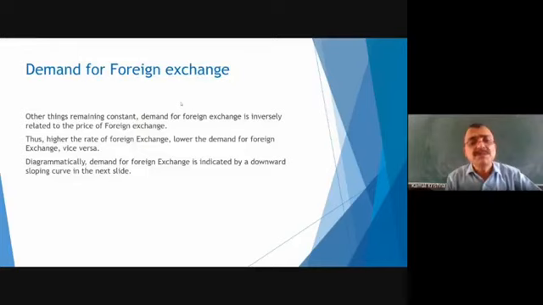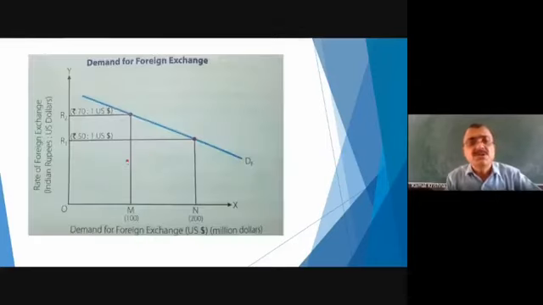Why? Because we can purchase a lot of things with that dollar. So, the higher the rate of foreign exchange, the lower the demand for foreign exchange, and vice versa. Let's see now in the diagram also. Students, here we are seeing when $1 is rupees 50, we are demanding here how much? The demand is $200. But when the price goes up from 50 to rupees 70 per dollar, demand falls from 200 to 100. That's why this curve takes a negative slope downwards.